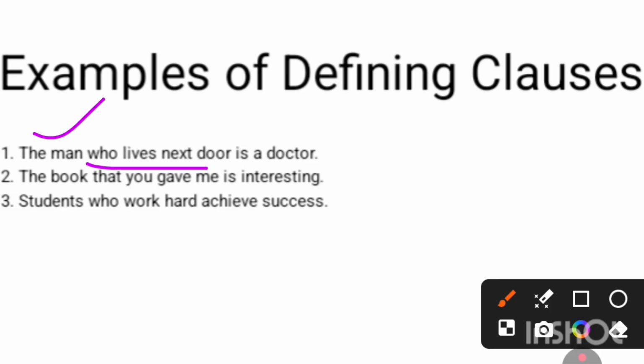In the second sentence, the book that you gave me is interesting. Friends, here the book is interesting. If we write down only this, the book is interesting, no one can understand what kind of book or which book we are talking about. It is not clearly written. But this part, that you gave me, this part is identifying the book.